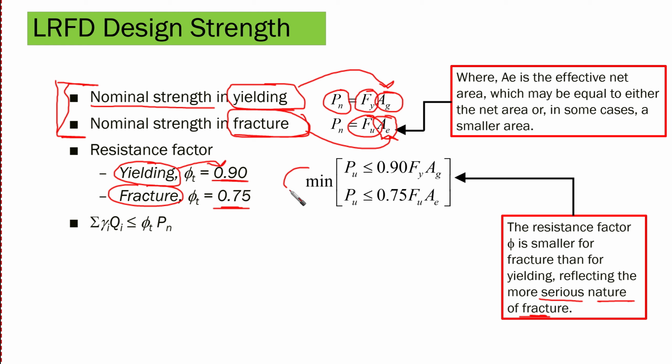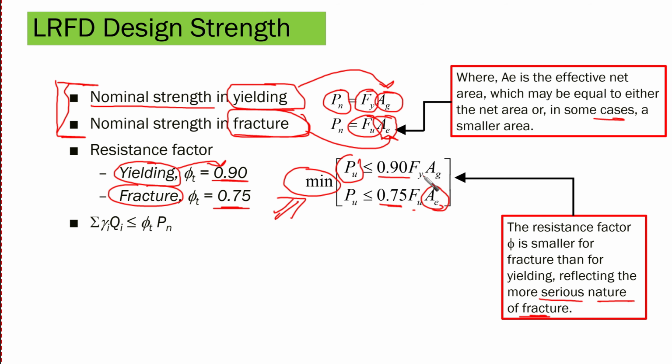And we are going to take the minimum, where P ultimate should be less than or equal to 0.9 F yield A gross, the gross area, and P ultimate should also be less than or equal to 0.75 F ultimate A E. As we said, the effective area is the effective net area, which may be equal to either the net area or, in some cases, a smaller area. We are going to give more details about it in future videos. So we are talking about the minimum.